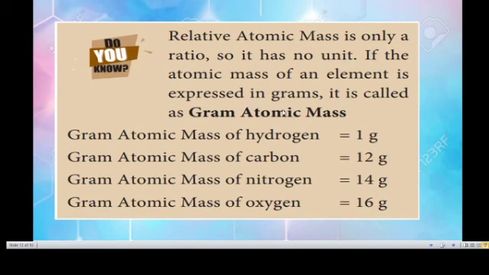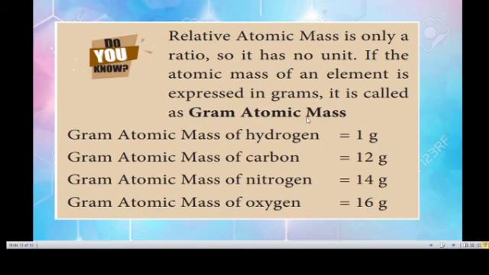What is gram atomic mass? If the atomic mass of an element is expressed in grams, it is called gram atomic mass. Gram atomic mass of hydrogen is 1 gram. It is denoted by g, small g. Gram atomic mass of carbon is 12 grams. Gram atomic mass of nitrogen is 14 grams. Gram atomic mass of oxygen is 16 grams.